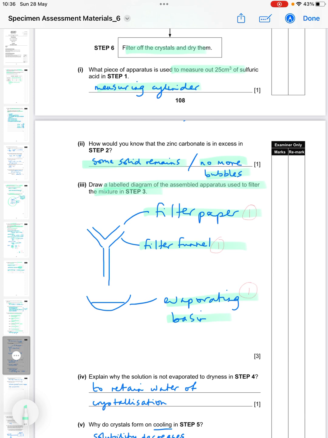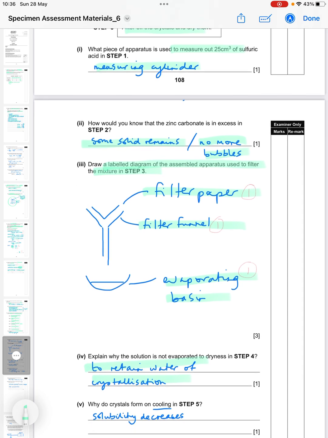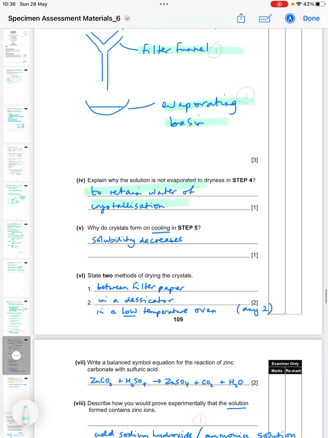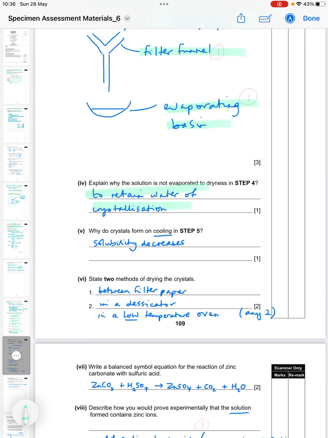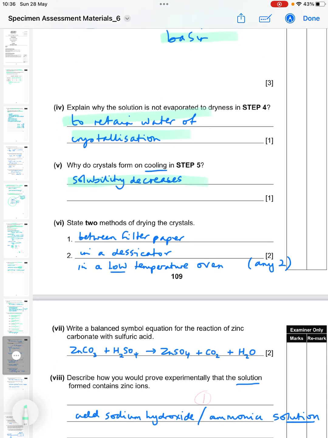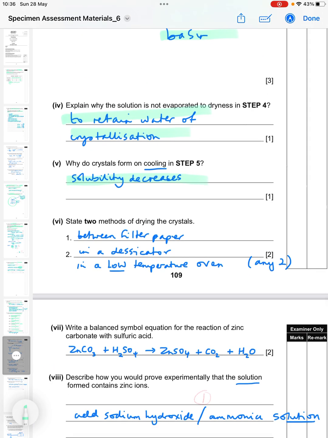Right, then explain why the solution is not evaporated to dryness in step 4. So it's to retain the water of crystallization. If you heat it to dryness, you're going to lose that. Why do crystals form on cooling in step 5? It's because as the solubility decreases, as it gets cooler, the crystals then have to form, the solute comes out of solution.